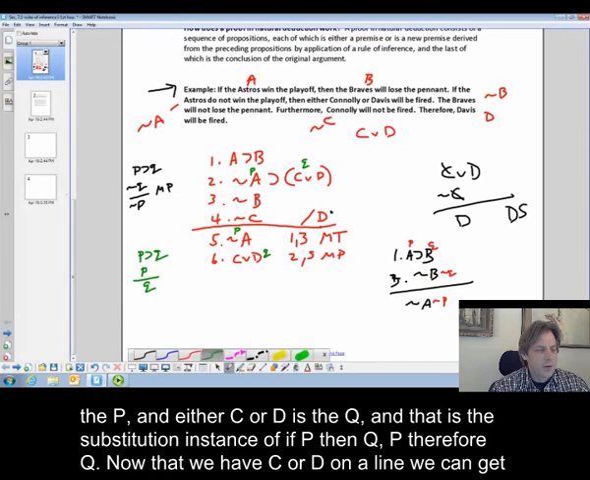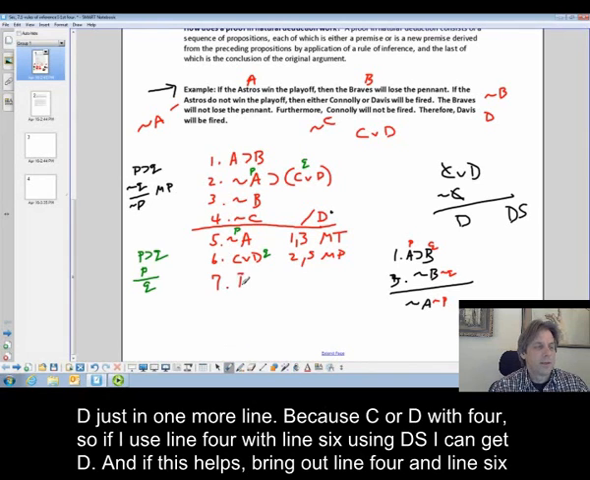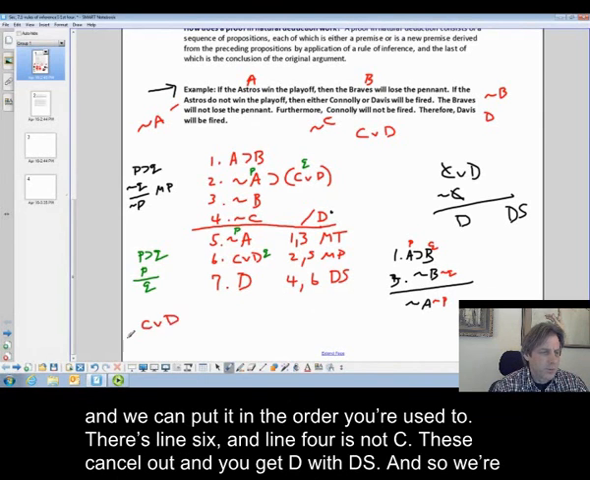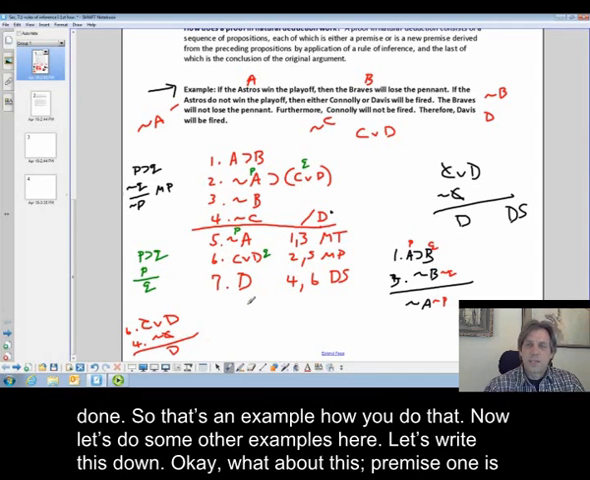Now that we have C or D on a line, we can get D just in one more line. Because C or D with 4, so if I use line 4 with line 6 using DS, I can get D. And if this helps, bring out line 4 and line 6, and we can put it in the order you're used to. There's line 6, and line 4 is not C. These cancel out, and you get D with DS. And so we're done. So that's an example how you do that.